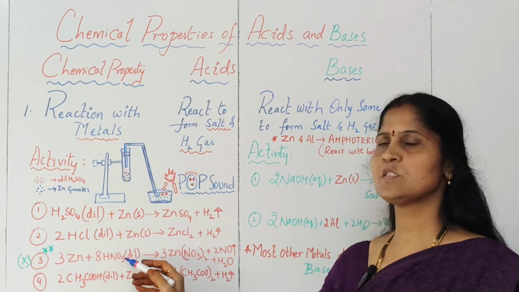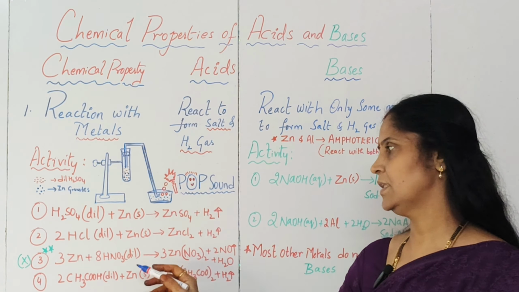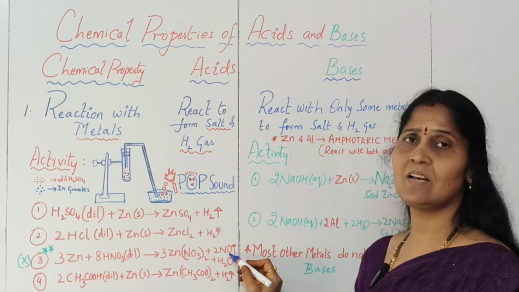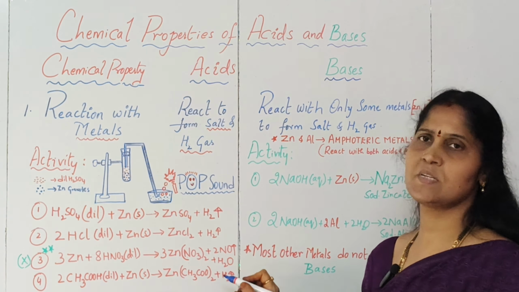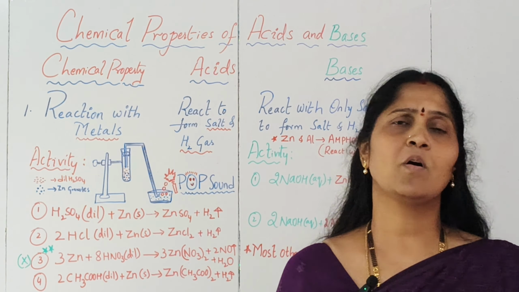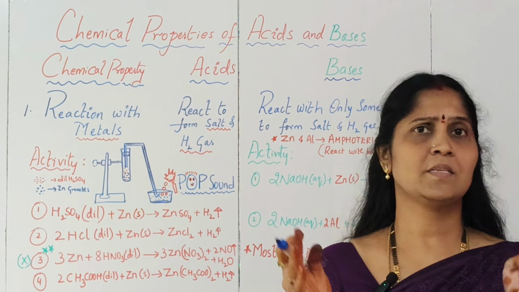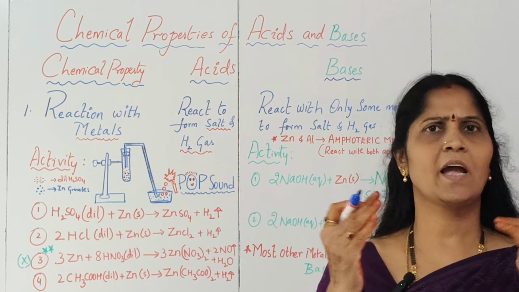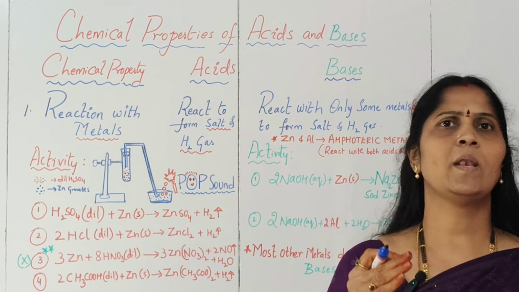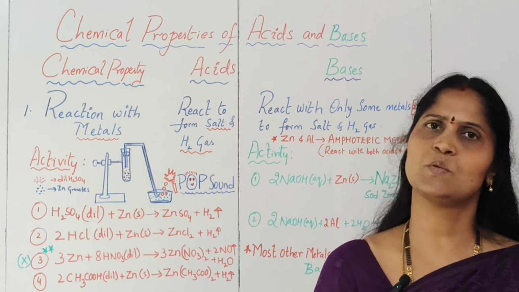When zinc granules react with dilute nitric acid, they produce zinc nitrate, and the gas that is released is not hydrogen, it is nitric oxide, and water is produced. Because nitric acid is actually a strong oxidizing agent, hydrogen is not produced here. So you have to remember this exception when you talk about the reaction of acids with metals.